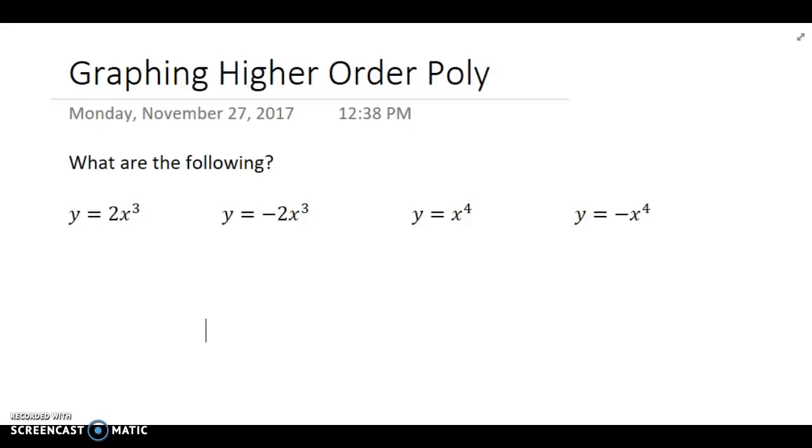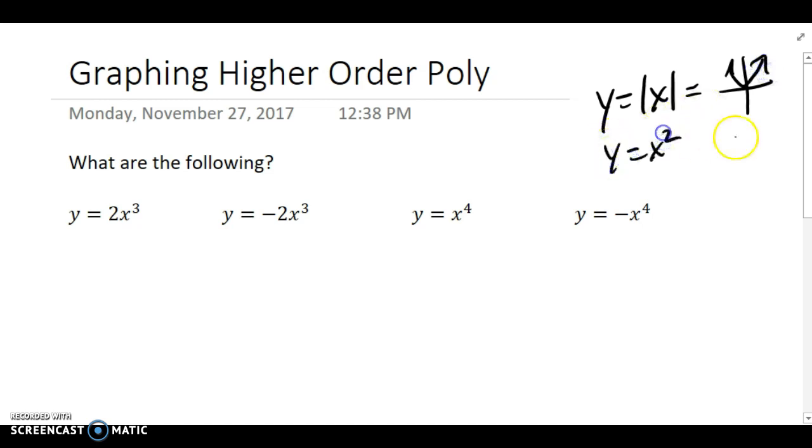Today we're going to be talking about graphing higher order polynomials. One thing to note when we do this is to remember what the point of all this is, and that is that everything has a shape. We've had our v-shaped graphs, so we have y is equal to the absolute value of x, and that makes a v-shaped graph. Then we have y equals x squared, and that makes a u-shaped graph.